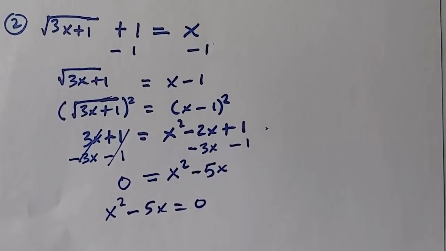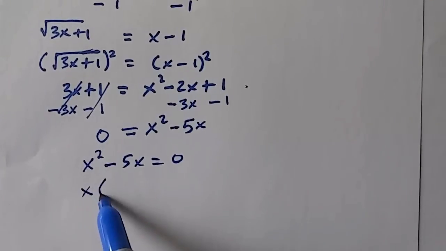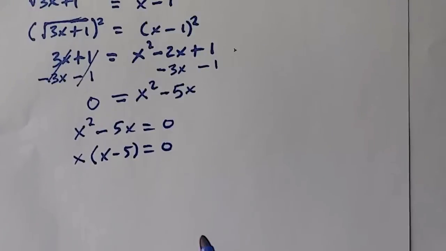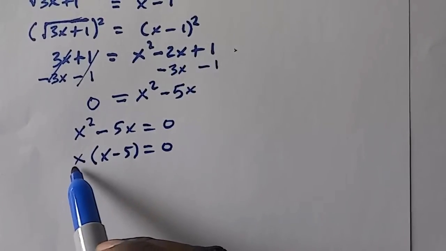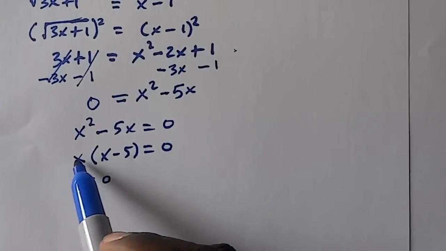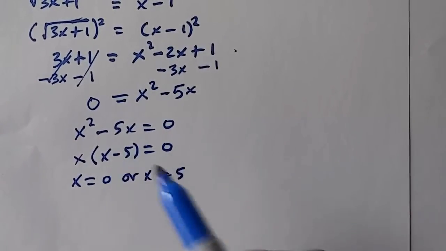And now we're going to go ahead and factor this. Let's factor this. So x is common. x times (x minus 5) equals 0. So we're going to set each factor to 0. So x equals 0. That's 0 for that. Or x equals 5. That's 0 for that.